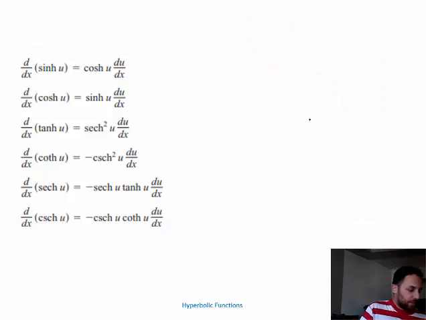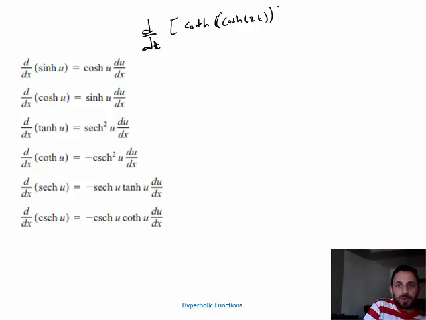Let's take a final example. If we are asked to find the derivative with respect to t of the function coth of cosh 2t. The derivative of coth u is minus csch of u, times du by dx, where this is u, cosh 2t.